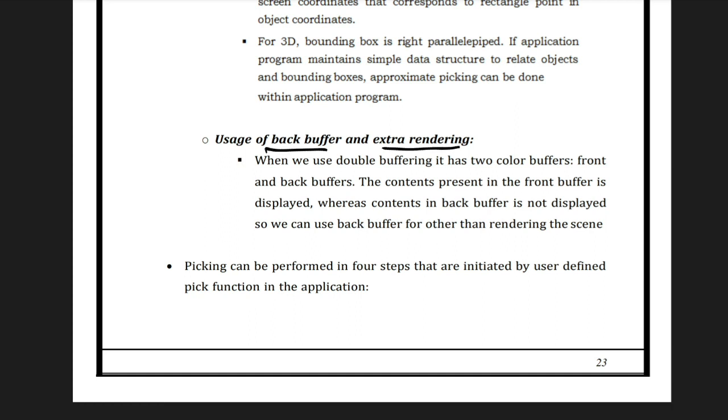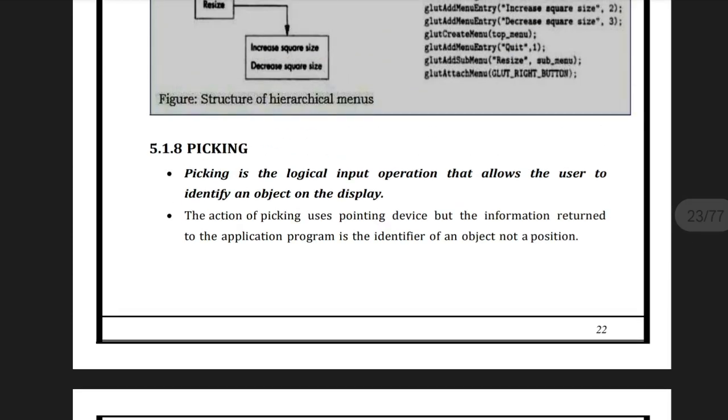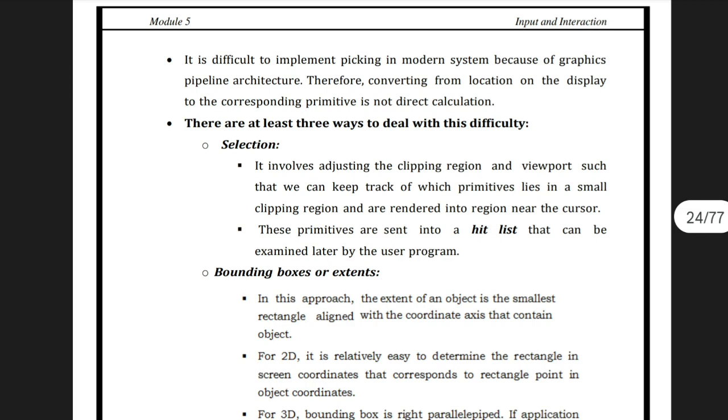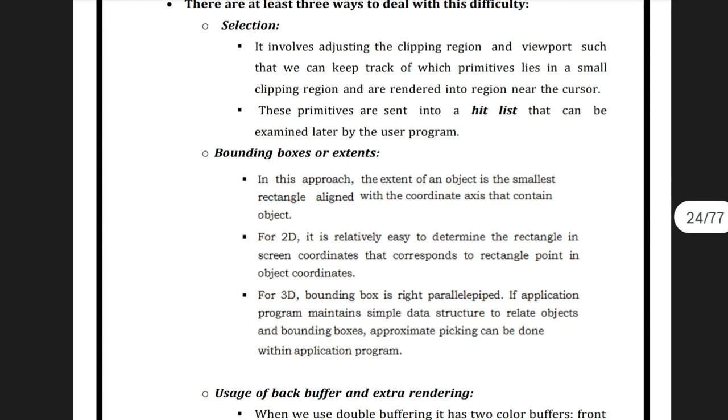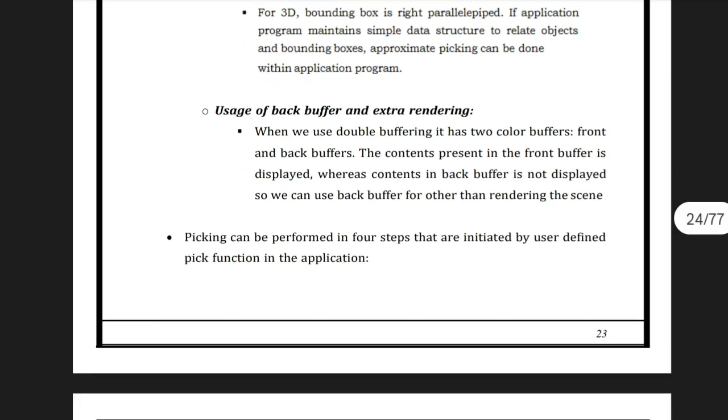In the back buffer, you will have the recently used objects stored, which will be used instead of having the depth analysis. Instead of that, you can use the recently used objects. Okay, so those are the 3 things you have to mention in picking. It is the logical input operation that allows the user to identify an object and pick the object for displaying purposes or any other calculation. And the 3 difficulties can be overcome using selection, bounding boxes, or usage of the back buffer. This will ensure that the operation you are performing is done in a smooth fashion.